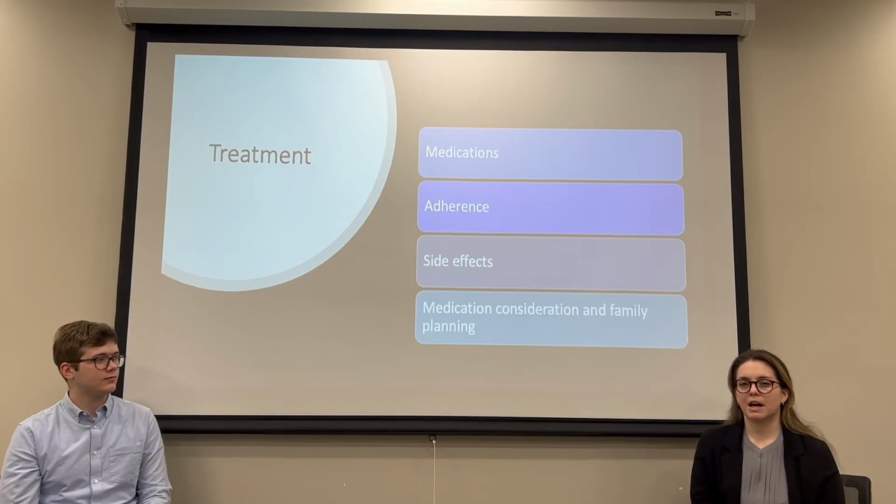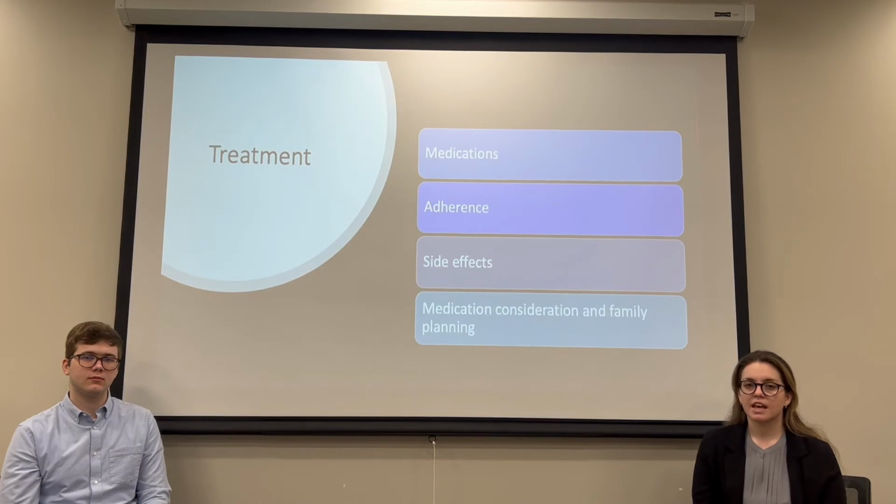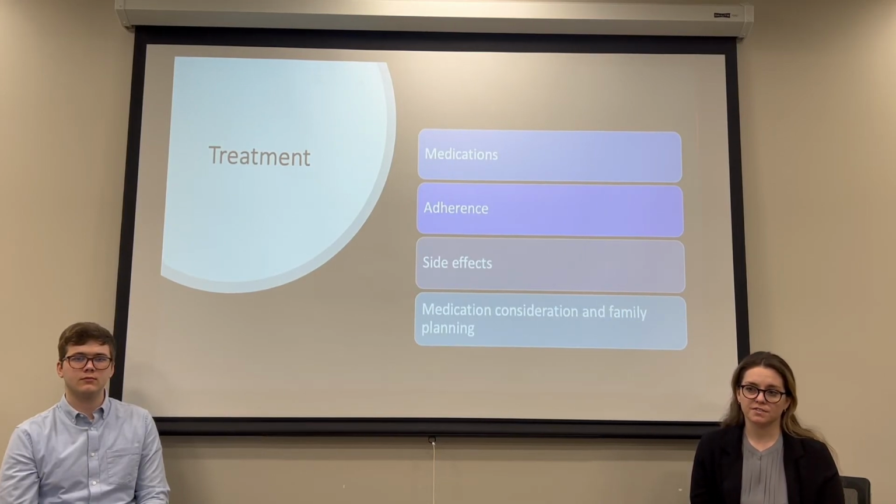Let's talk a little bit about treatment now that we know how a seizure is worked up, the signs and symptoms. So there are many different types of anti-epileptic medications, and you'll speak with your physician to figure out which is the most appropriate. It's important to adhere to your medication as directed by your physician. Otherwise, this can cause you to have a breakthrough seizure.